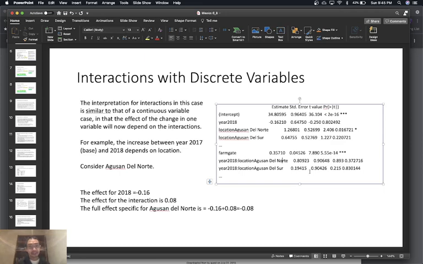Because those are the comparisons. That's what we're comparing here, Agusan del Norte and Abra, right? Whether this is zero or not. It's relative to Abra, which is the base case.